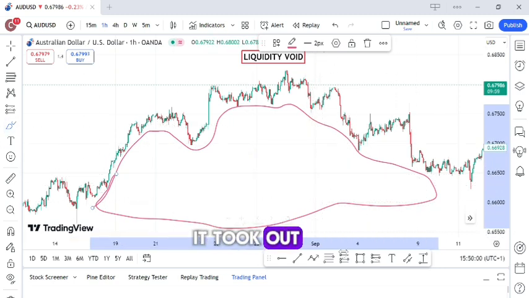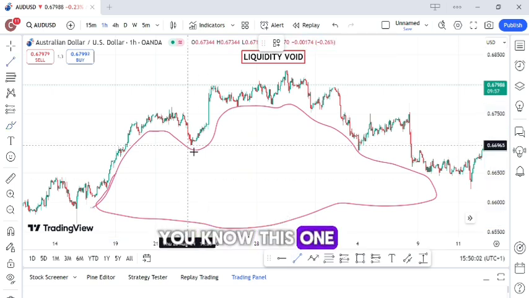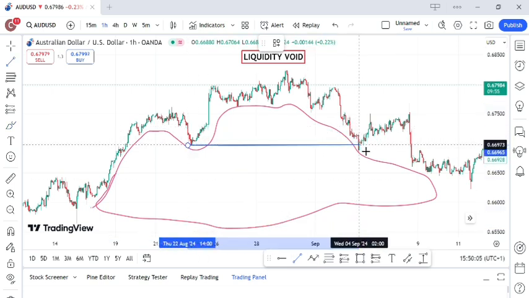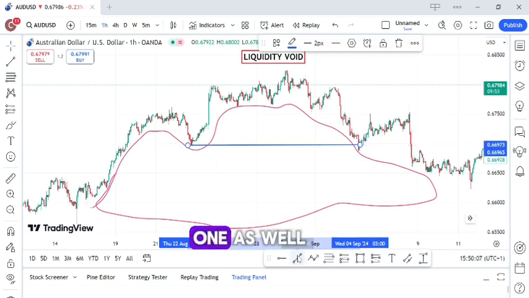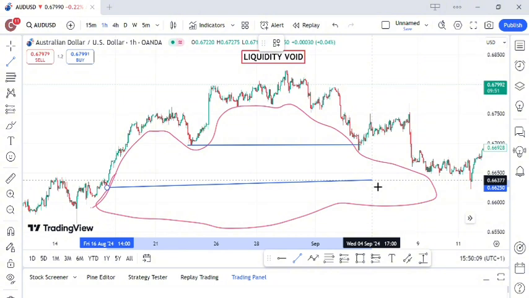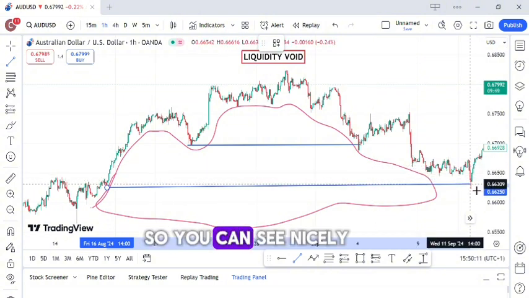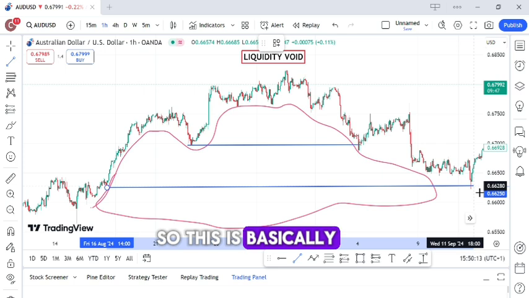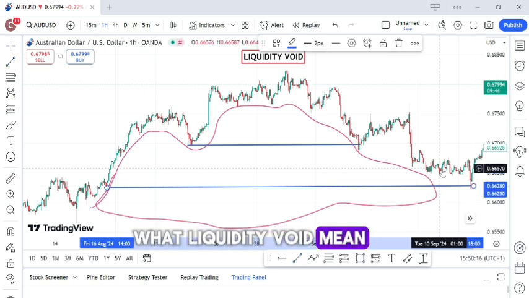It took out this one, took out this liquidity, took out this one as well. So you can see nicely. So this is basically what liquidity void means.